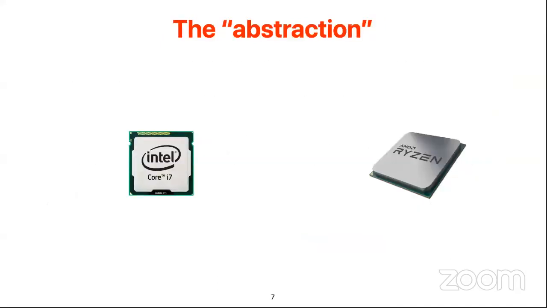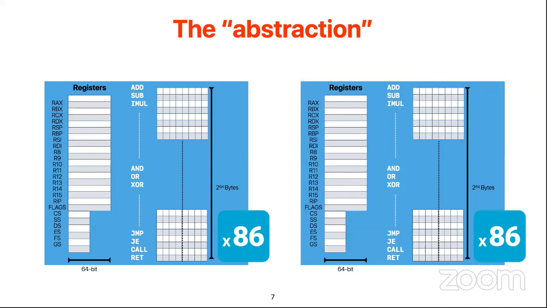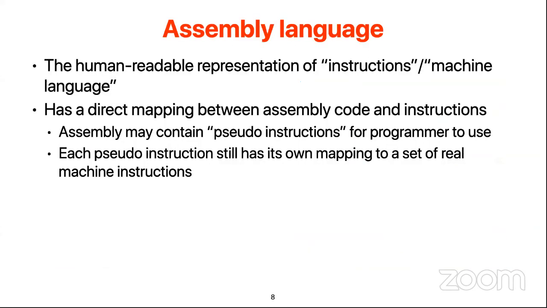So with instruction set architecture, it's basically providing you an abstraction so that you don't need to worry about what's inside that processor. All you need to know is that this is an x86 processor, or this is an ARM processor, or a RISC-V processor. And what you see is just the available registers and operations that you can use.